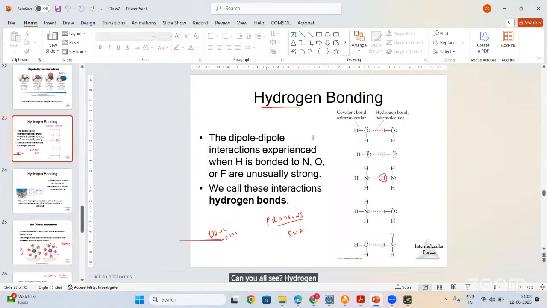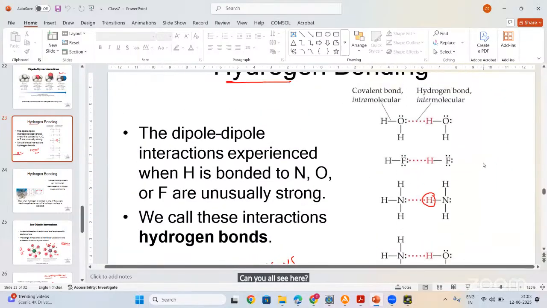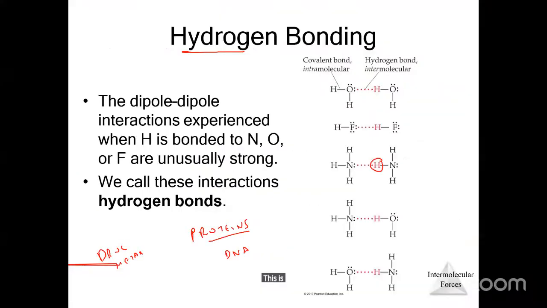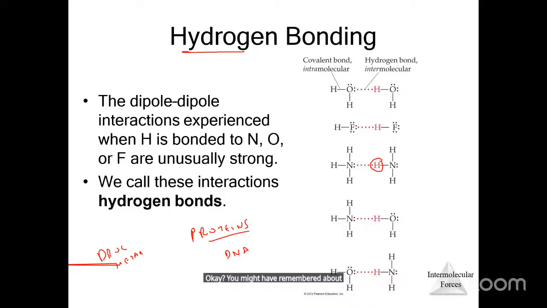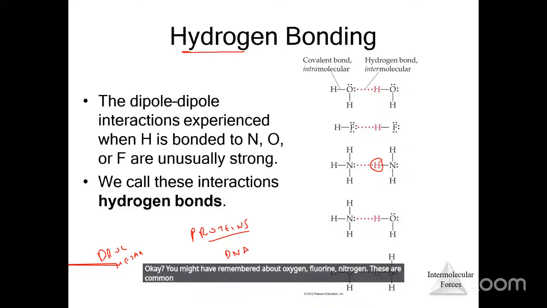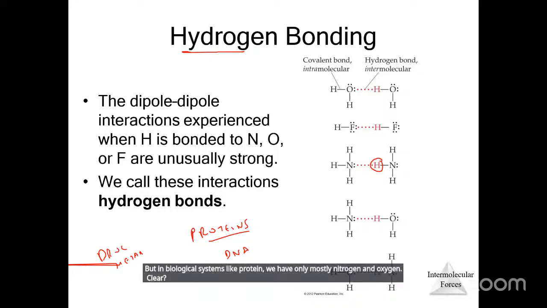A hydrogen bond is none other than an interaction between an oxygen and hydrogen, or nitrogen and hydrogen. Can you all see here? Yes, sir. This is the hydrogen bond. It's a bond between hydrogen and an electronegative group. If you study your periodic table, you might remember oxygen, fluorine, nitrogen. These are common electronegative atoms. But in biological systems like proteins, we have mostly only nitrogen and oxygen. Clear? So I'm going back.